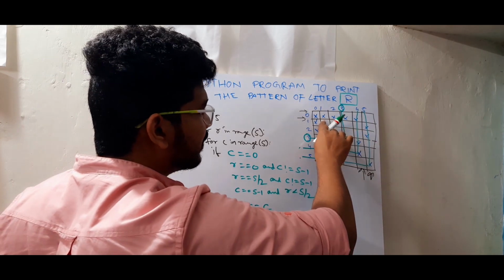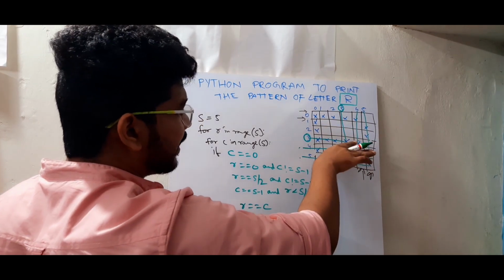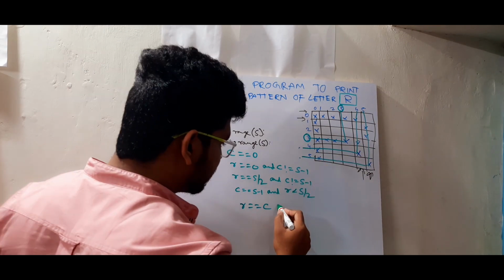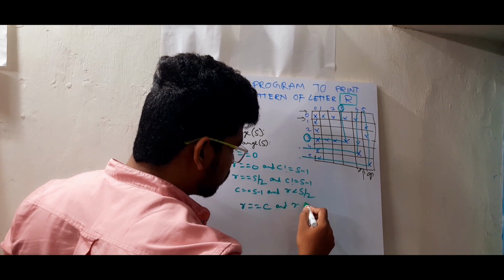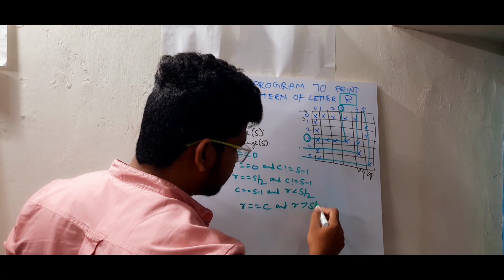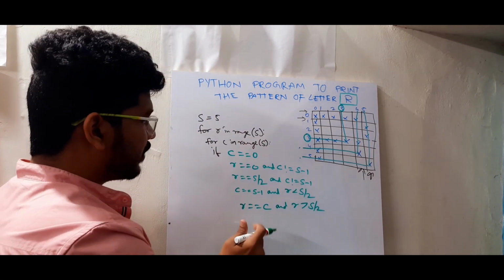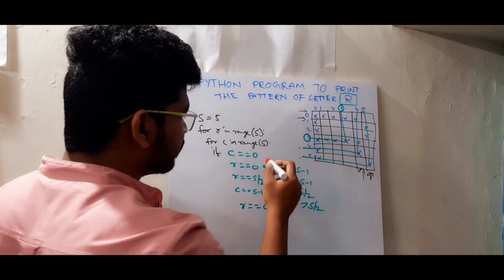It should not start from here. It should start after the half. And the other condition is row greater than size by 2 here. So these are the 5 conditions.